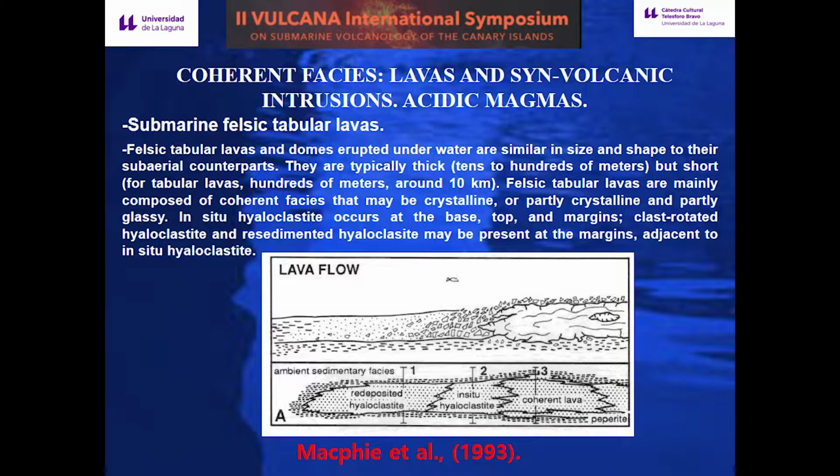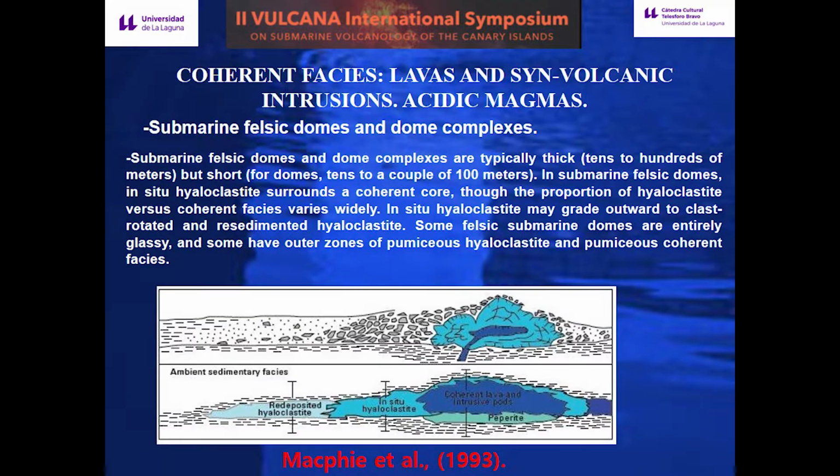They are typically thick, tens to hundreds of meters, but short for tabular lava, hundreds of meters to around 10 kilometers. Felsic tabular lavas are mainly composed of coherent phases and can be crystalline or partly crystalline and partly glassy. In situ hyaloclastite occurs at the base, top, and margin. Clast-rotated hyaloclastite and resedimented hyaloclastite may be present at the margin adjacent to in situ hyaloclastite.